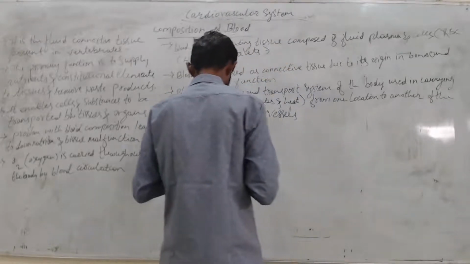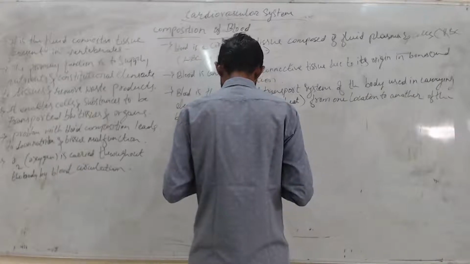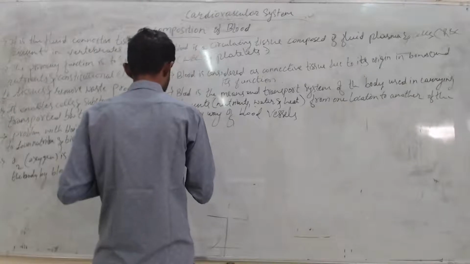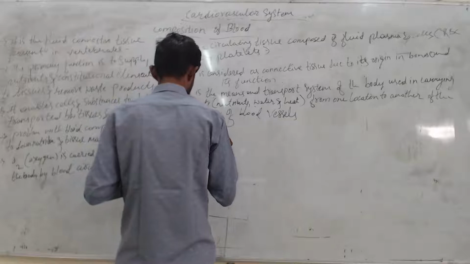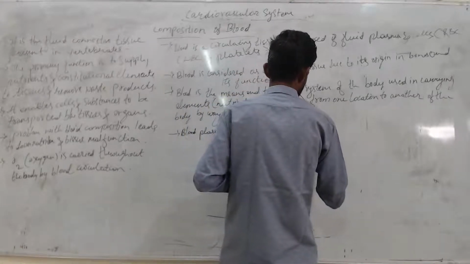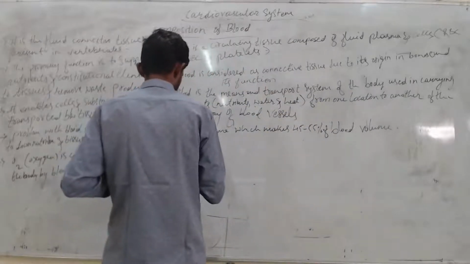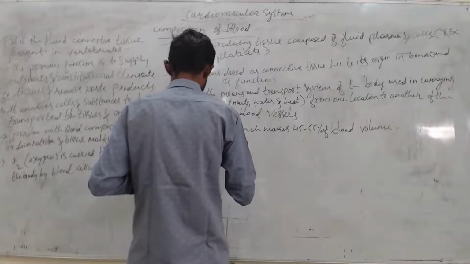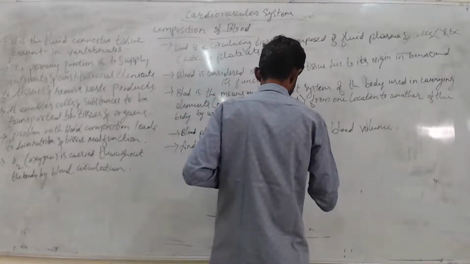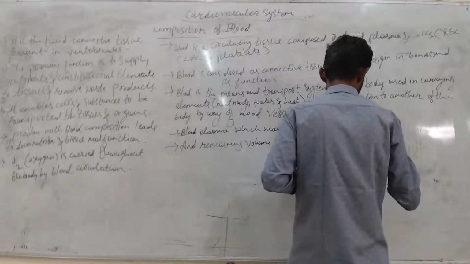Blood is made up of two parts. Plasma, which makes up 45 to 55% of blood volume, and formed cellular elements, red blood cells, white blood cells, and platelets, which combine to make the remaining blood volume.